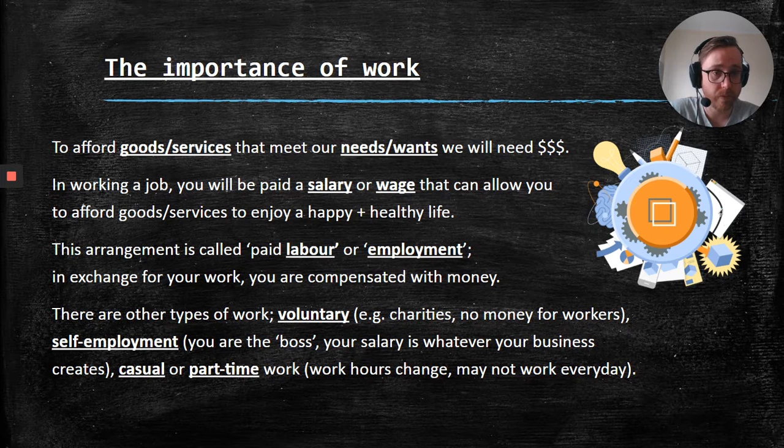So one of the main reasons that people work is to afford these goods and services to meet their needs and wants. They need money. A job provides money through a salary or a wage. A salary is something that a lot of full-time workers will be paid once a fortnight or once a month. A wage is pretty much the same thing, but wages is more related to hourly work. So something you'll get for working at McDonald's or at Woolworths or at Coles or something like that. So wage, think hourly. Salary, think full-time job.